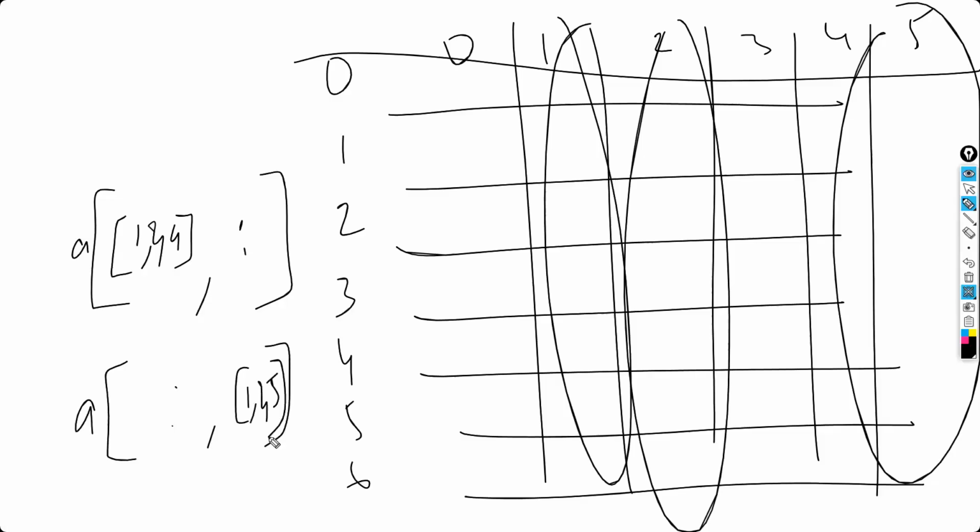Now, my requirement is, I want the second row, third row, columns are 4th and 5th. Rows should be 2 and 3, columns should be 4 and 5. Which rows you want, you write. Which columns you want, you write. Left side rows, right side columns. Like this, you are going to extract the data.